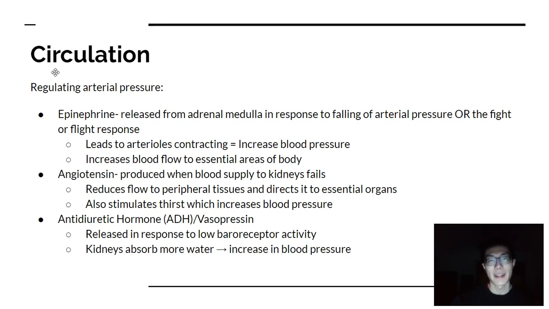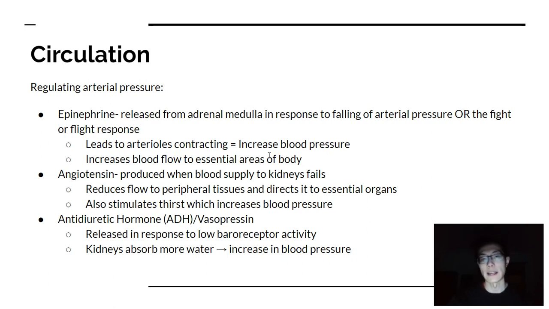In terms of regulating arterial pressure, there are often hormones that can be produced to help upregulate or downregulate it. One of the hormones produced in the adrenal medulla is epinephrine. Epinephrine is released oftentimes in response to falling arterial pressure or during the fight or flight response by the sympathetic nervous system. And it leads to arterioles contracting. The contraction of these arterioles means you have an increase in blood pressure.